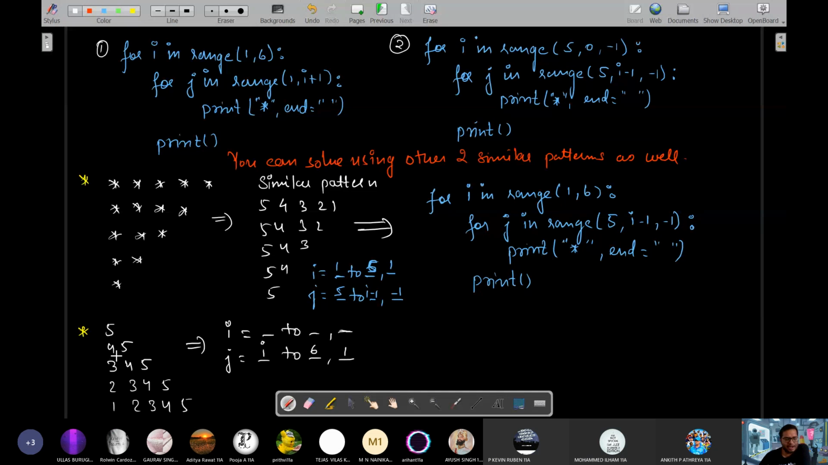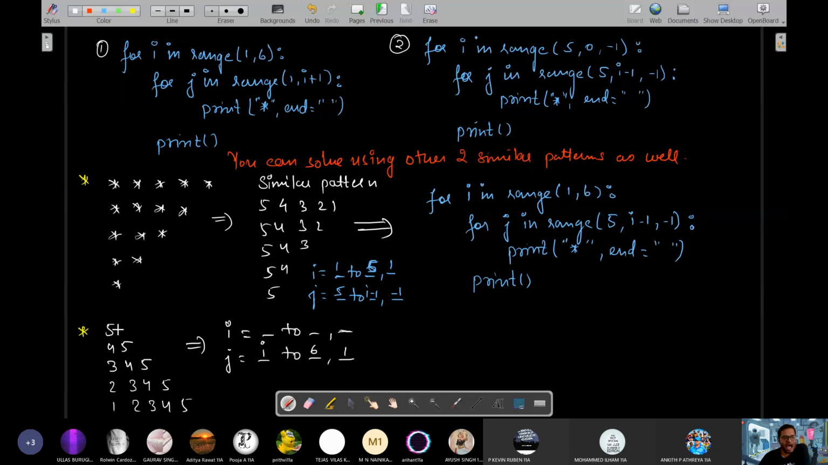Second time I will become 4. Okay, so then it will go from 4 to 5. It will print 4, 5. Third time I will become 3. It will go from 3 to 5. That is 3, 4, 5 will be generated. Fourth time I will become 2. So it will become 2, 3, 4, 5. Then last time I will become 1. So it will generate 1, 2, 3, 4, 5.